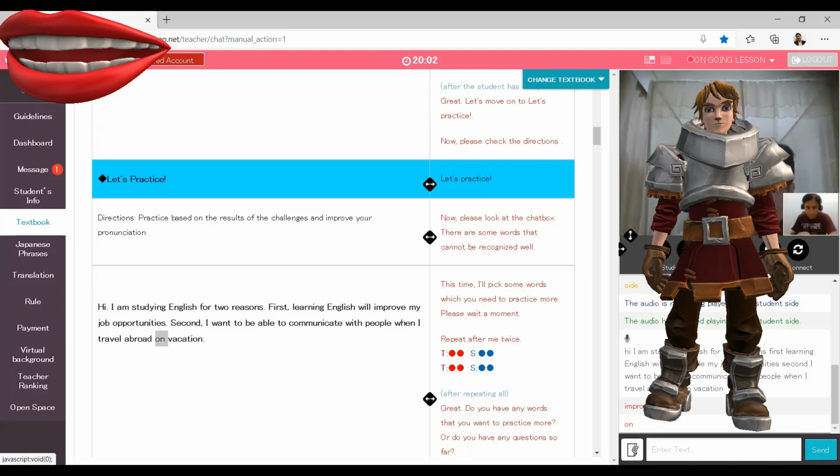Now let's read it again. Hi, I'm studying English for two reasons. First, learning English with... what's that? With will improve. So not with removable, but will improve. It should be the phrase will improve. That's right. So English will improve my job opportunities. Second, I want to be able to communicate with people when I travel abroad on vacation.